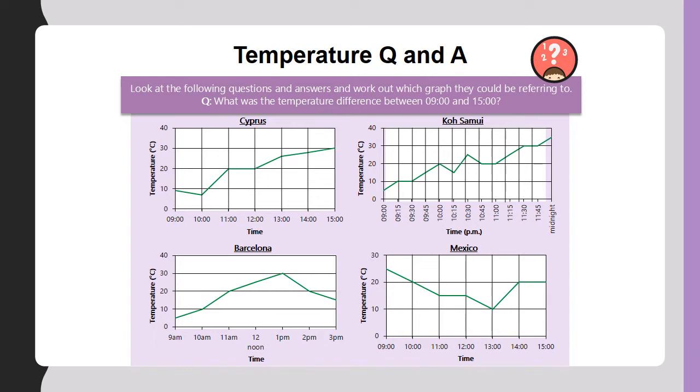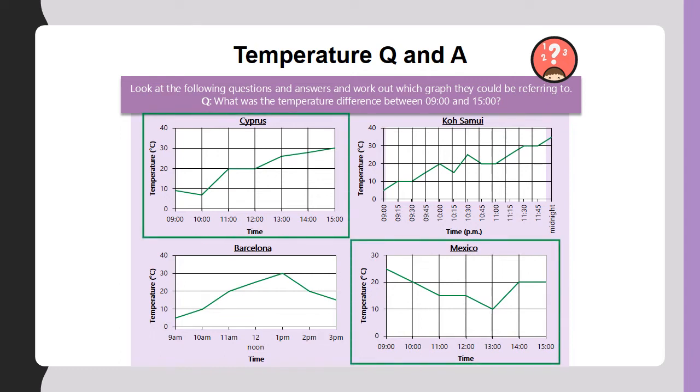So we're looking at the temperature between 9 and 1500 hours. First of all, we need to think, which line graphs could we be talking about? Could we be talking about Cyprus? Yes, we could. Could we be talking about Koh Samui? No, we can't. Could we be talking about Barcelona? No, we can't. And could we be talking about Mexico? Yes, we can. So those are the two line graphs that we are referring to.